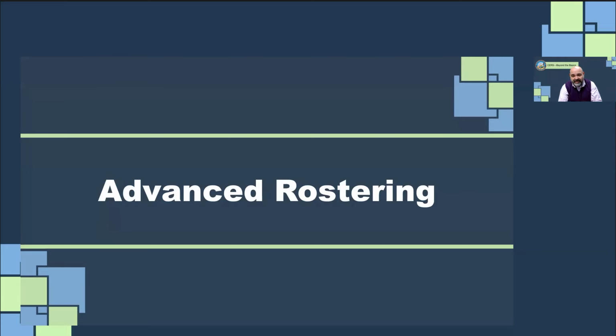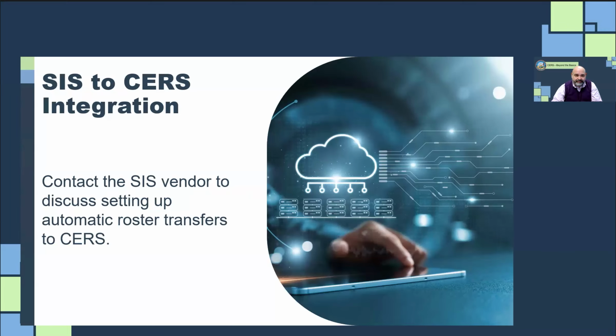So we're going to pivot to advanced rostering now. Remember that rostering simply refers to creating student groups for teachers or for other CERS users. We briefly want to mention that there are two ways to handle rostering. The first is to use the Student Information System, or SIS, to CERS integration. Contact your Student Information System vendor to discuss setting up automatic roster transfers to CERS. The Student Information System vendor integration webpage on the CAASPP and ELPAC website lists all of the SIS vendors who have SIS to CERS integration available.